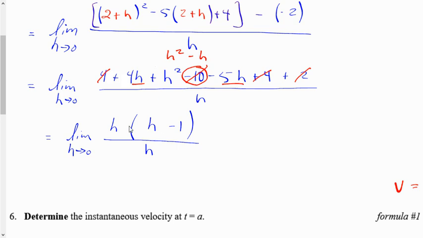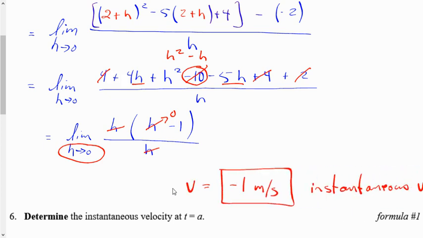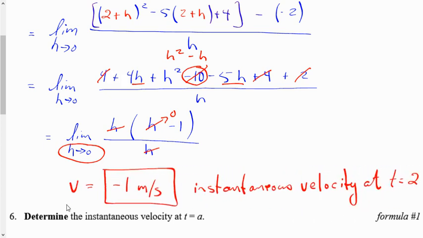As these two common factors cancel out, this h is going to go to 0 because my h is approaching 0, and I'm left with a velocity that is equal to negative 1 meter per second, and that is the instantaneous velocity at a time of 2 seconds.